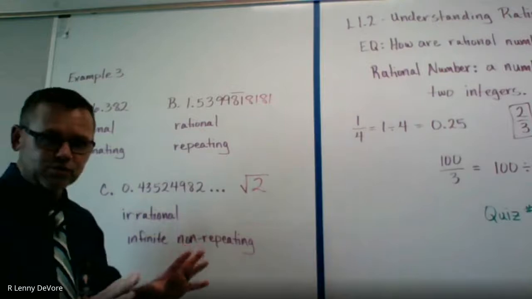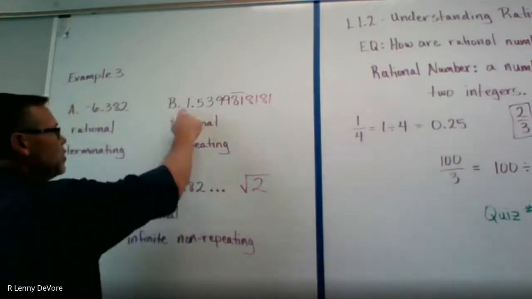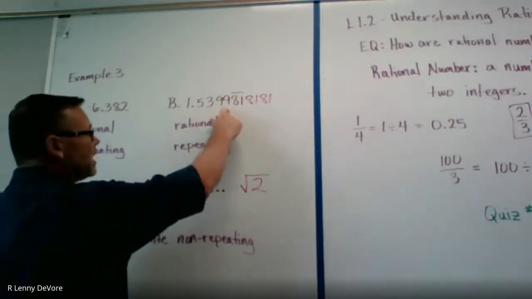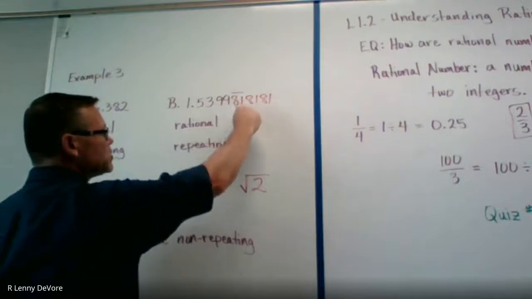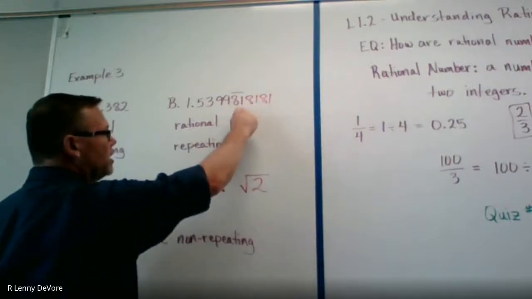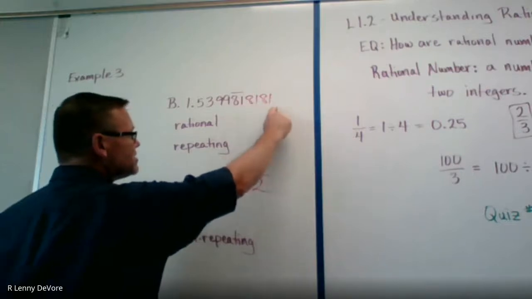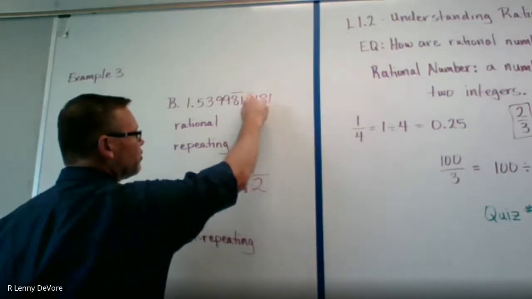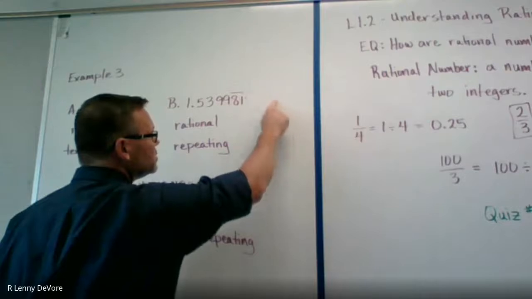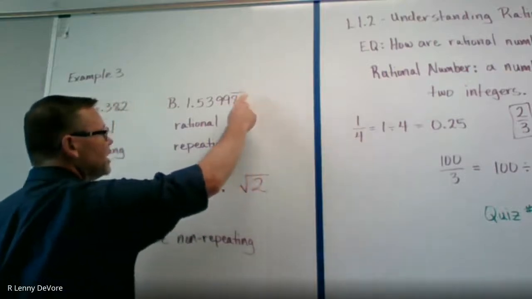I'm just going to say decimal because it's a long one. But 1.5399. Now, notice the repeating sign is only over the 81. Normally, we would write this without these other ones. But what this is saying is this 81 repeats over and over. We would actually take these off, and this is what it is.